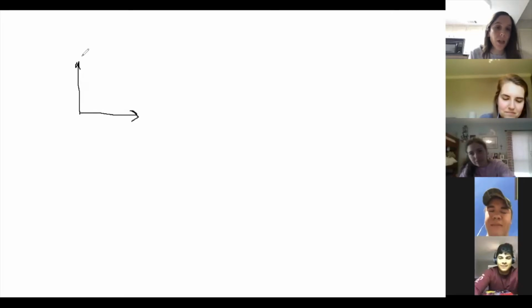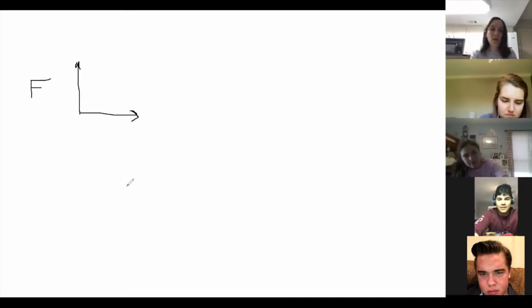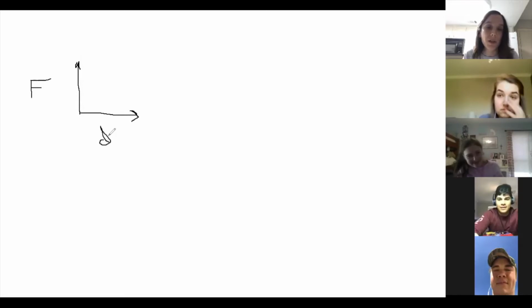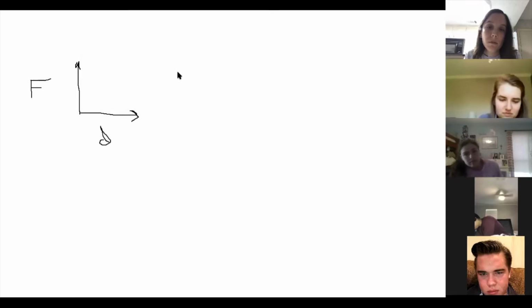Okay, so this is the next Y graph. On the y-axis, you have force. And then on the x-axis, you have displacement. So that's supposed to be a D. So we have force versus displacement.